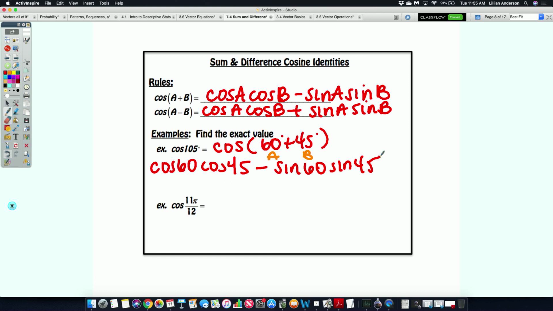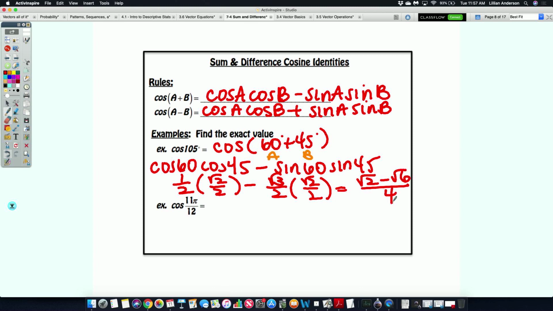Can you guys go ahead and use your unit circle? Give me the exact value of the cosine of 105 degrees. Cosine of 60, 1/2. Cosine of 45, square root of 2 over 2. The sine of 60, square root of 3 over 2. And sine of 45, square root of 2 over 2. So my final answer should have been the square root of 2 minus the square root of 6 over 4. Yes?